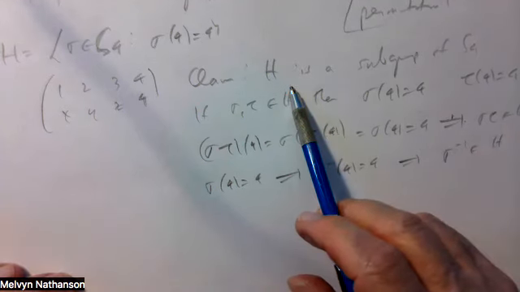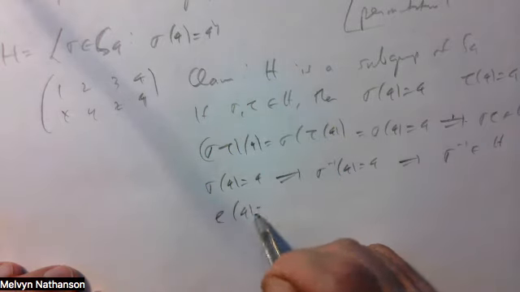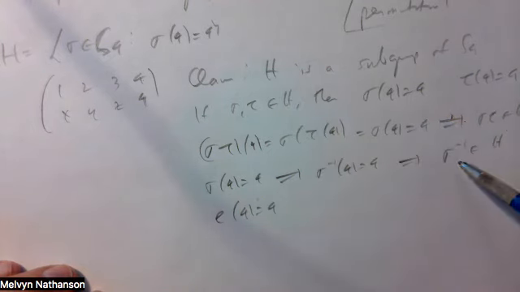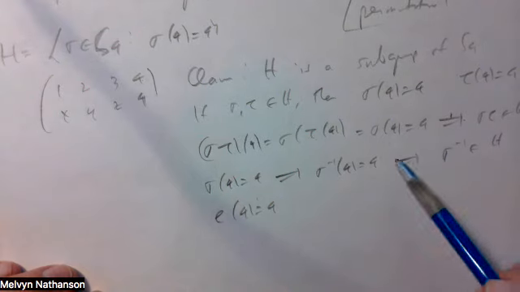So H is a set of permutations. It's not empty. The identity applied to 4 is 4. So H contains the identity, is closed under multiplication and inverses. This is a subgroup. So this is a very nice example of a subgroup of a group.